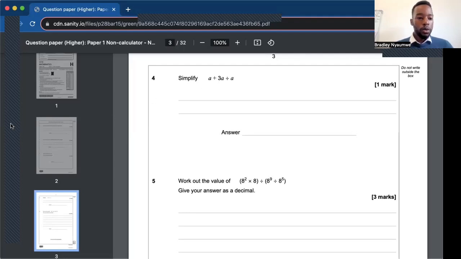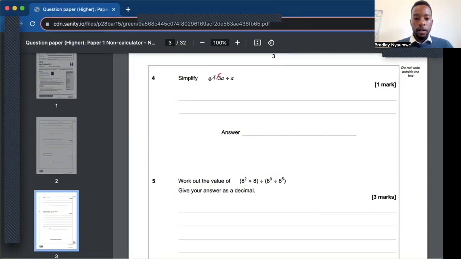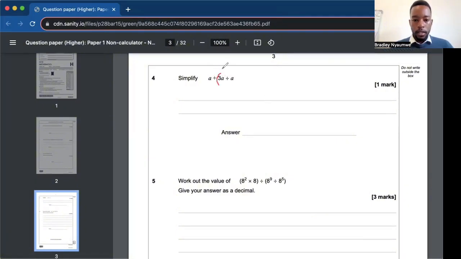So the first thing we do is the divide part. So we'd do the 3a divided by a. What is 3a divided by a? Well, if we had it here like this, 3a divided by a, what would we get rid of? Well, we'd get rid of the a on both sides, because remember, you have to do the same thing to both sides. So 3a divided by a is 3.